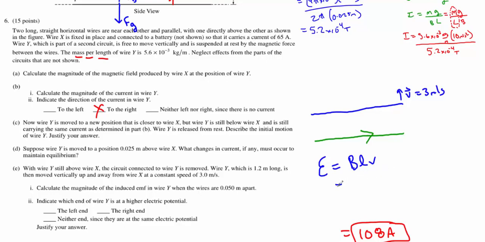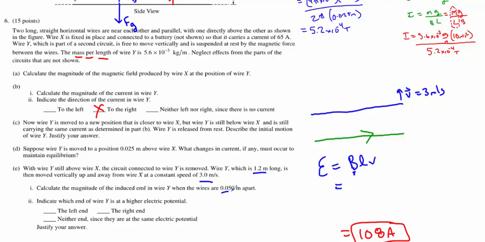So when we're looking for the EMF, we're just going to plug in for B, L, and V. Actually, I'm going to come back to B. We don't necessarily know the magnetic field yet. The length we know, that is the length of the rod exposed to that field, 1.2 meters. The velocity we know. So my question is, what is the magnetic field? Is it 5.2 times 10 to the negative 4? Well, it's only going to be that if it's still 0.025 meters away. It doesn't look like it is.